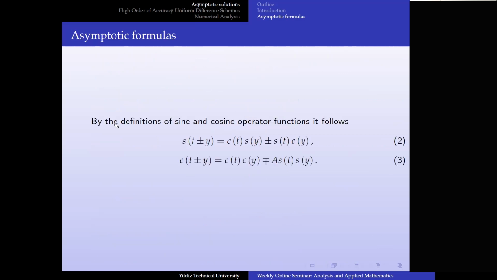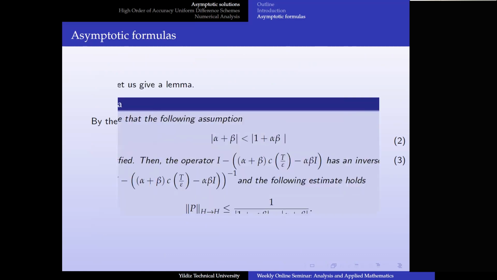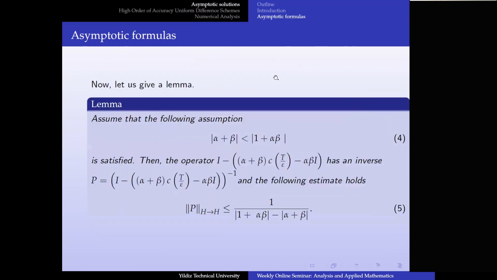And from these formulas, we have equations 2 and 3, which are the following identities for these operators. Now, let's consider a lemma which will be useful in the sequel. Here alpha and beta are the coefficients of the non-local conditions. With respect to these conditions, inequality 5 holds.